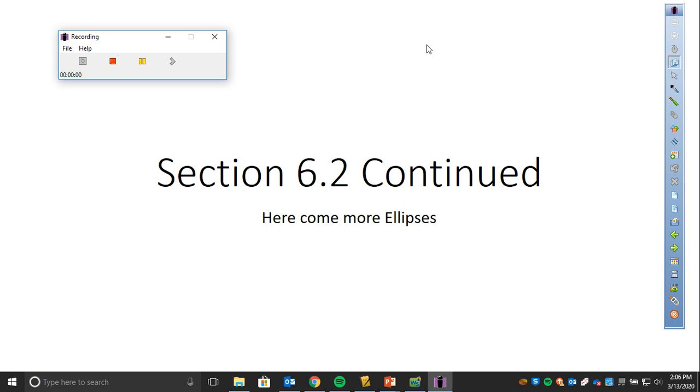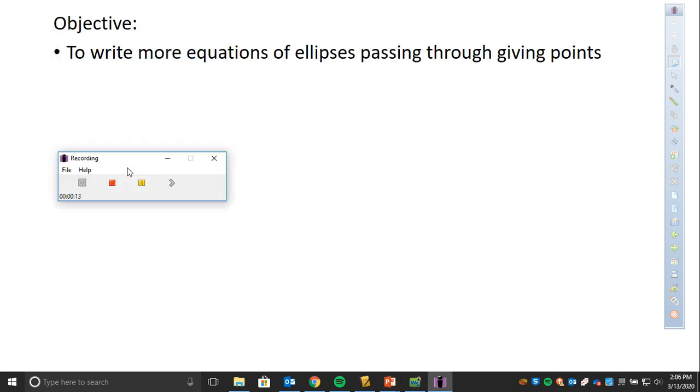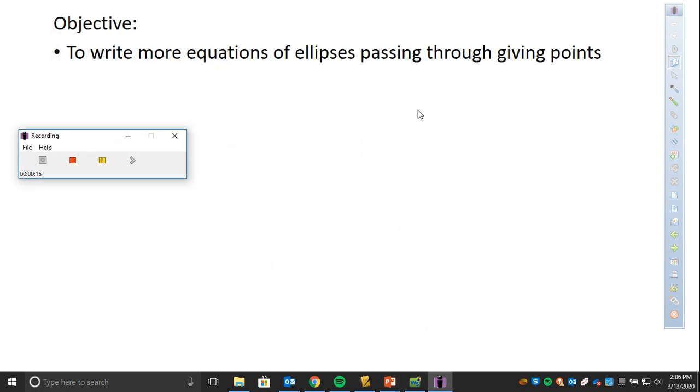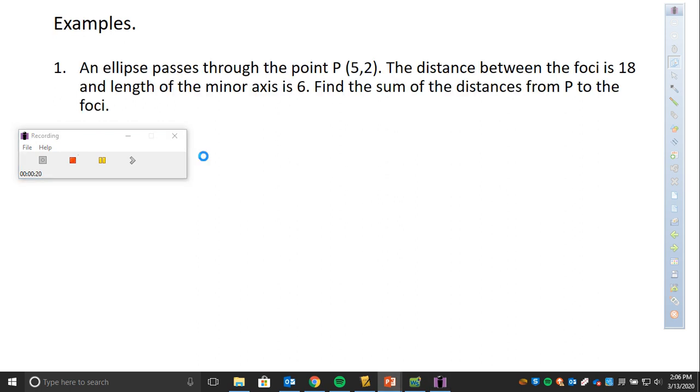We're going to start working through section 6-2, continued here with some more ellipses, just a few examples, and there will be some problems for you to work on that correspond to this section. So writing some more equations is what we're going to focus on today. A couple of ellipses passing through given points, as it says there.